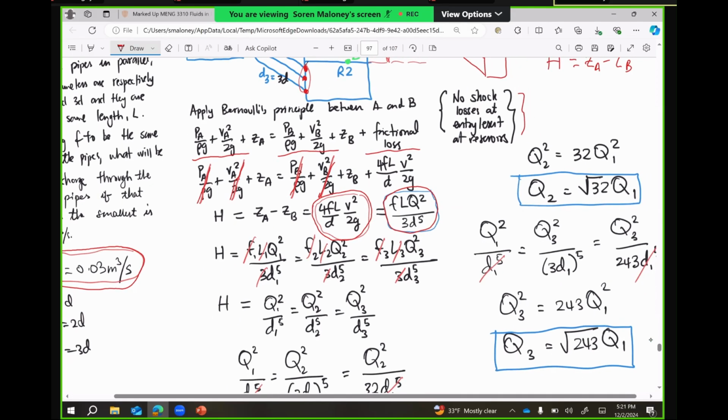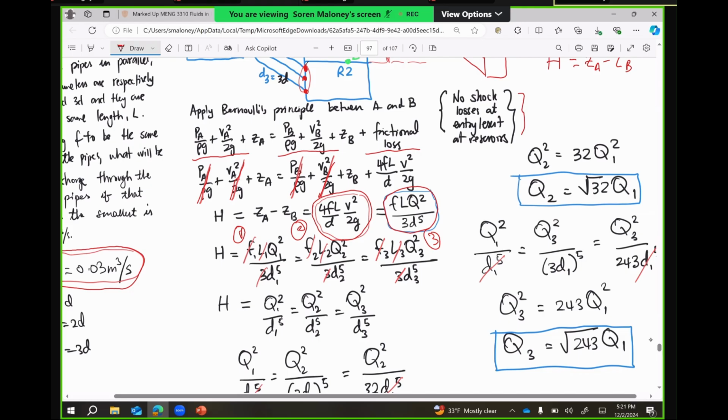in terms of that FLQ squared on 3D to the power of 5, right? And we can write that for pipe 1, pipe 2, pipe 3. This is pipe 1 here. This is the second pipe, third pipe, because H is going to be the same for all of them, right? So I can say FL1 Q1 squared on 3D1 to the power of 5, and I do that for the second pipe and the third pipe as well.